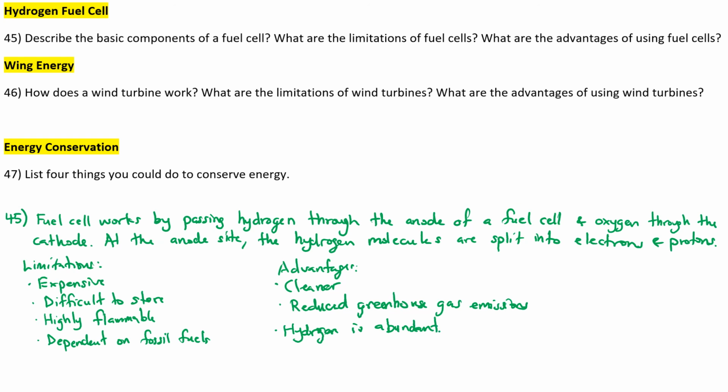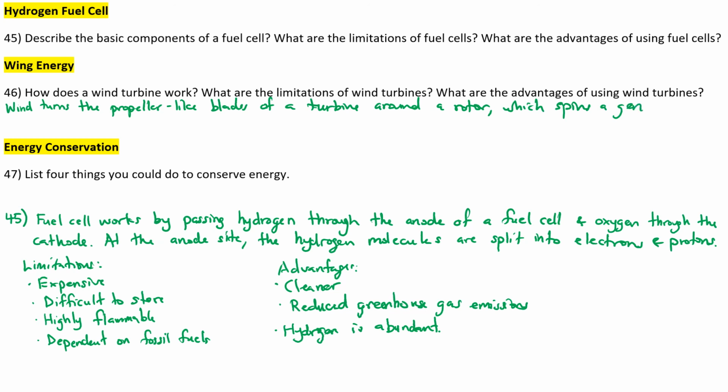How does wind turbine work? What are the limitations of wind turbines? What are the advantages of wind turbines? So, wind turns the propeller like blades of a turbine around a rotor, which spins a generator, which creates electricity. So I'm going to start off up here with limitations.